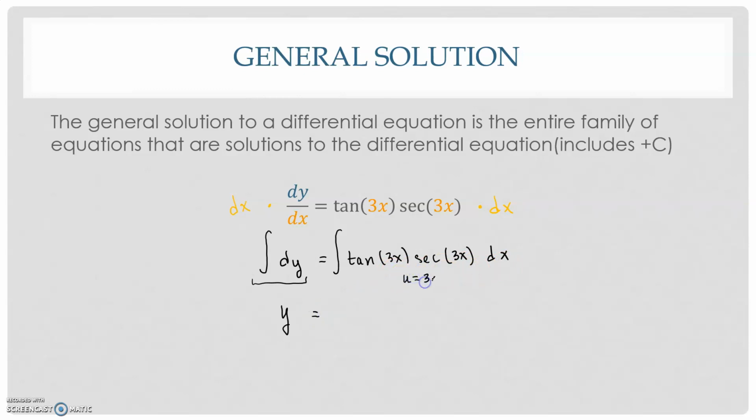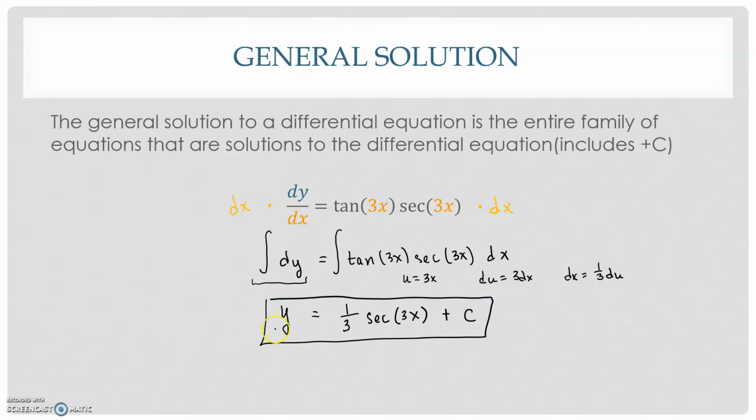So we could say u equals 3x, du equals 3 dx, dx equals 1/3 du. So then the antiderivative would be 1/3 secant of 3x, and then we're going to need to have a plus c. This is a general solution, because if we take a derivative of this, we get this dy dx. And the general solution will have a constant in it because the constant goes away when we take the derivative.